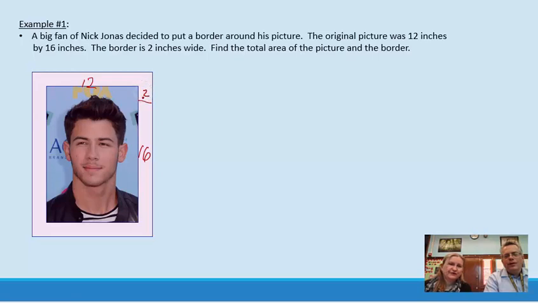So a 2-inch border means 2 inches on the right, 2 inches on the left, and also 2 inches going up and 2 inches going down. We're going to tell you what not to do. This is an old trap. When people do this, they add 2 inches to the width and 2 inches to the length. They would say 14 by 18 and multiply it, and unfortunately be absolutely wrong. Incorrect. So we don't want to do that.